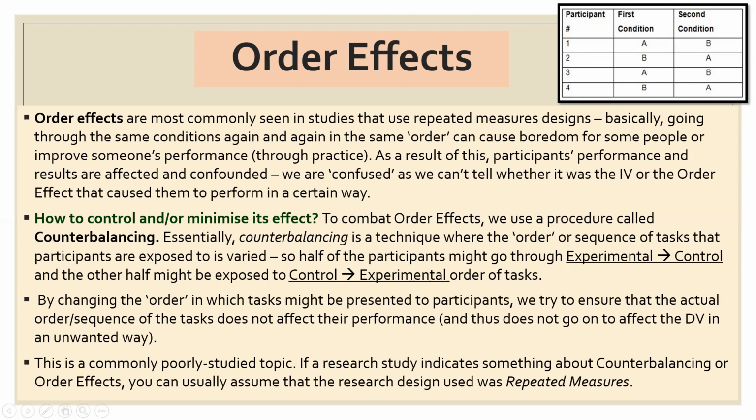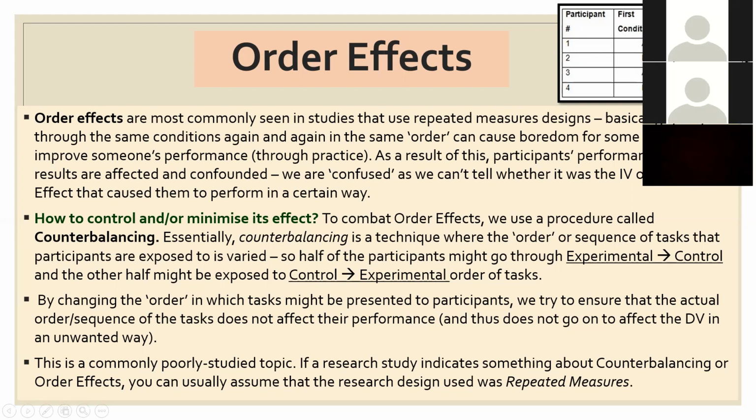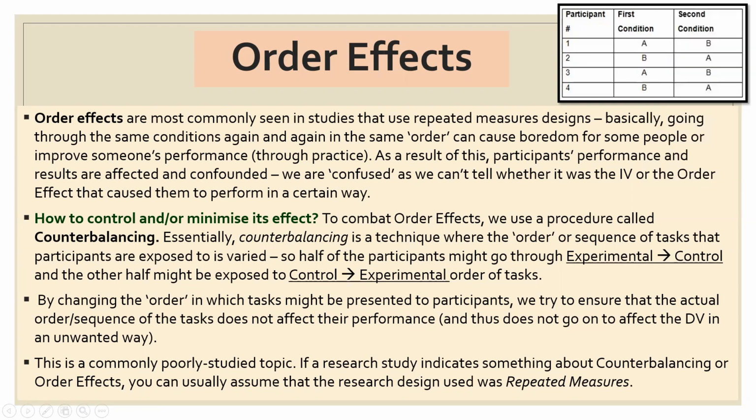So how do we combat order effects? We combat order effects using a procedure called counterbalancing. Essentially what we're doing in counterbalancing is mixing up the order of tasks, which means we're varying the order of tasks. So rather than participant one always going through task A and then task B, we might make them go through task A and then B, and then make them go through task B and then A. So we're reversing it and mixing it up each time.